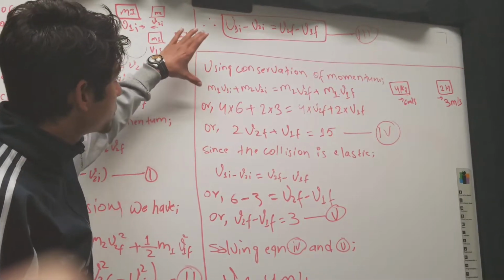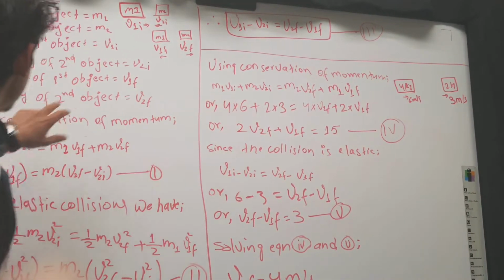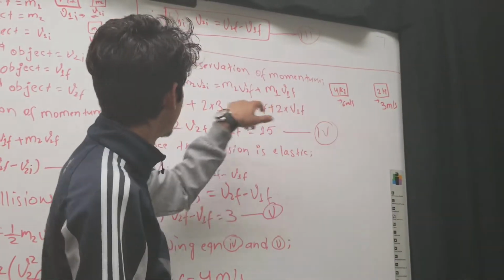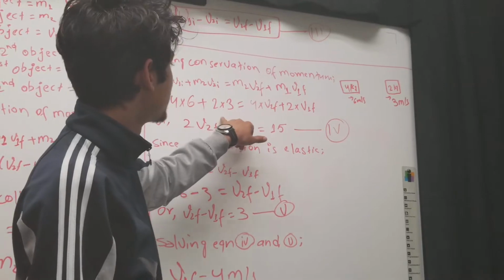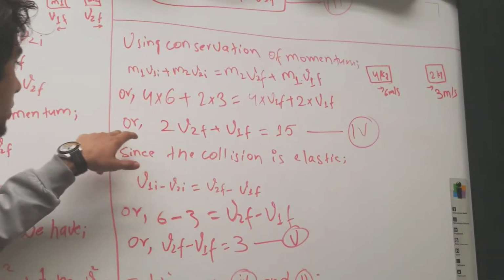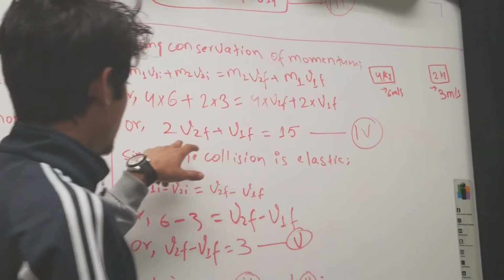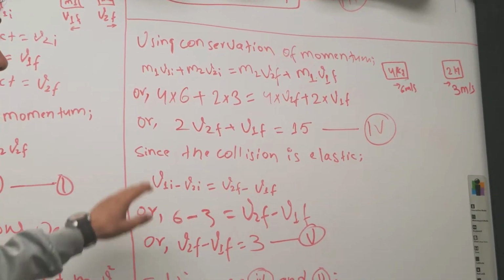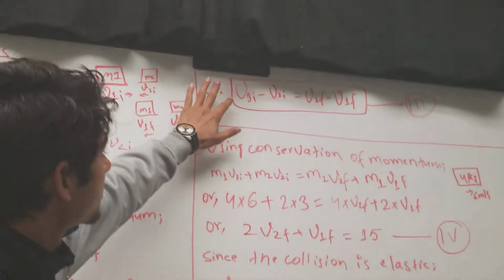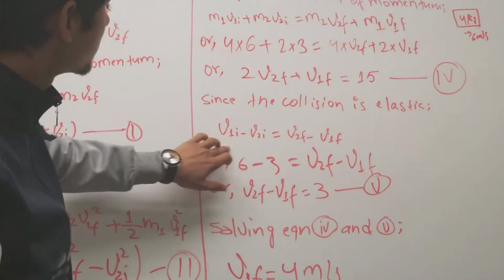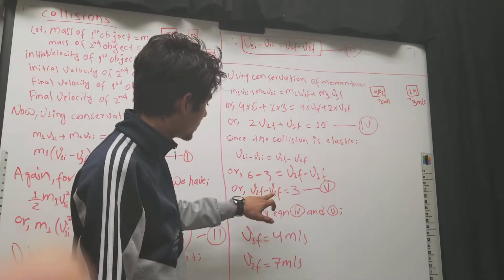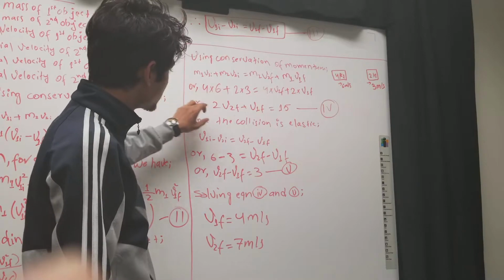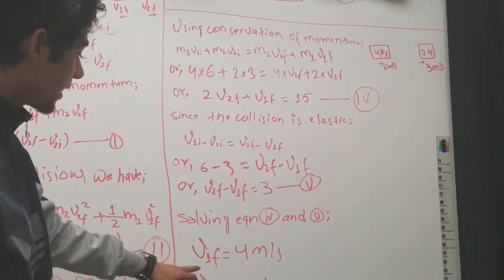First we use the conservation of momentum, which is the same formula as here. We plug in the mass and the initial velocity of object 1, and similarly for object 2, and then we get another equation, equation 4, which is 2 v2f plus v1f equals 15. Now here the collision is elastic, so we can use this formula. We plug in the values and then we get another equation, which is v2f minus v1f equals 3. Now solving equations 4 and 5, we get the final velocities of the two objects.